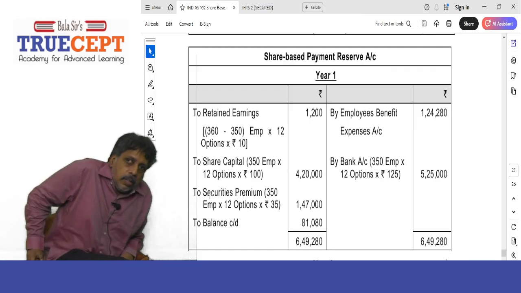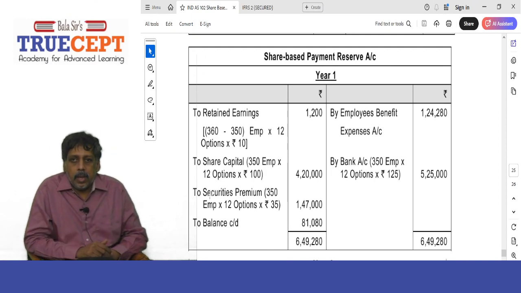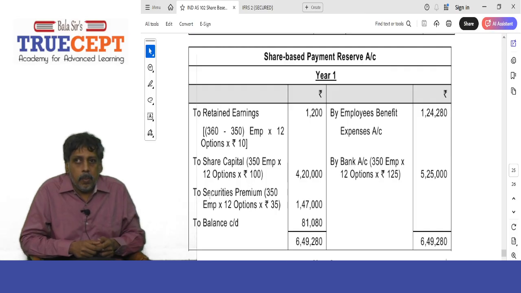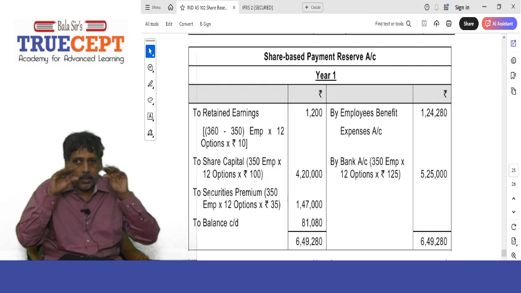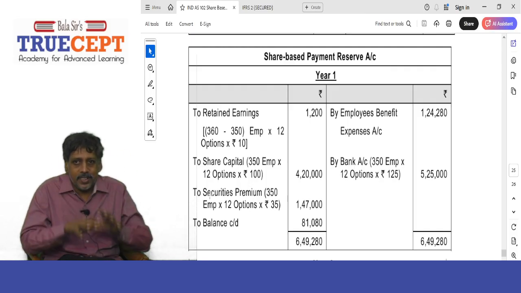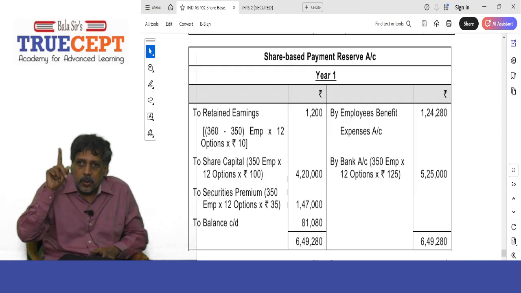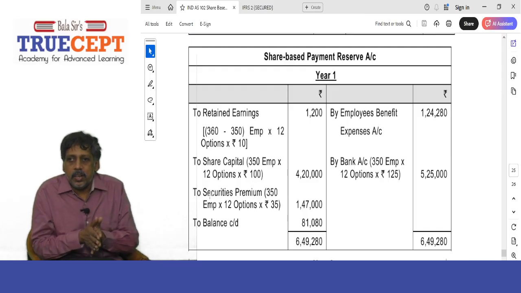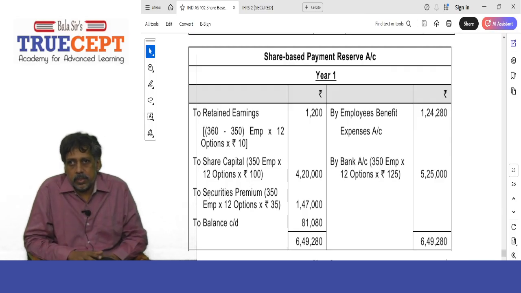Sir, how to find the premium, sir? I'll tell you. Now, how much is the application money paid by these employees? They paid 125 in cash. And how much did it take in the form of service? Remember, 10 rupees. Yes or no? The option's fair value. You have taken 10 rupees in service, another 125 in cash. In all, how much? 135 rupees are collected. Shall I prove that?